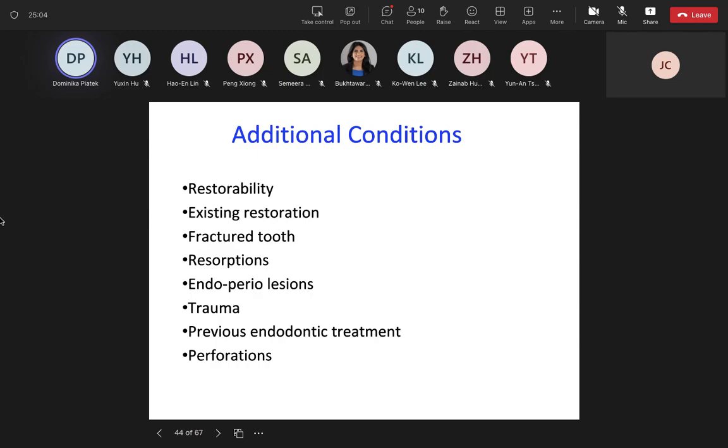Another problem is endoperiodontal lesions. These are the lesions which are connected not only with the inflammation of the pulp, but also inflammation of the periodontium.